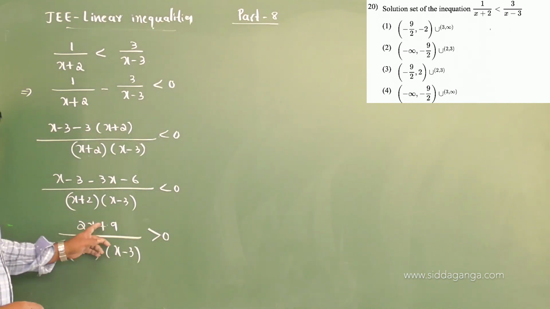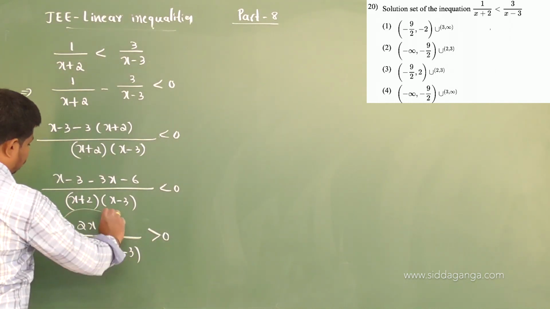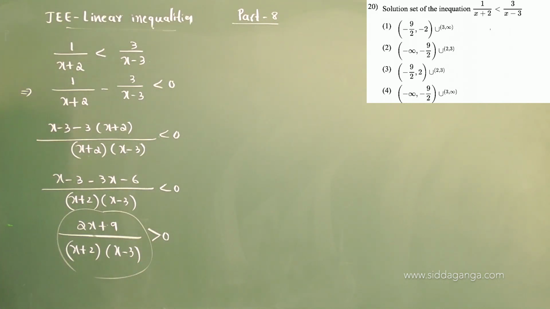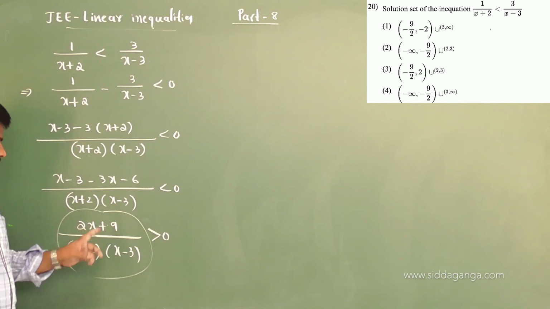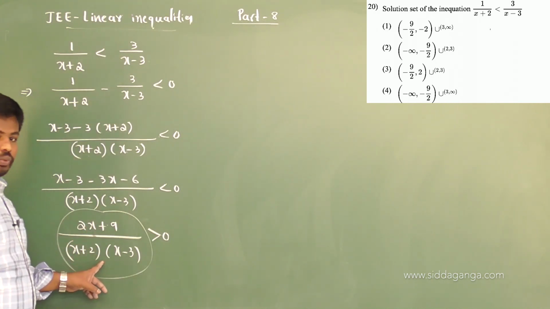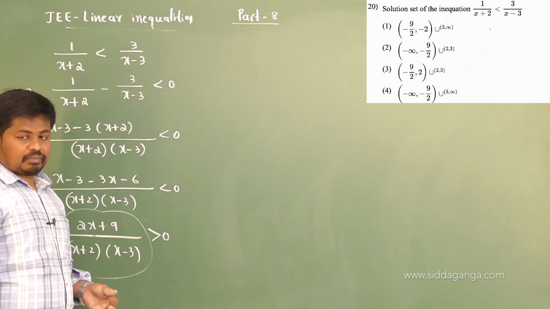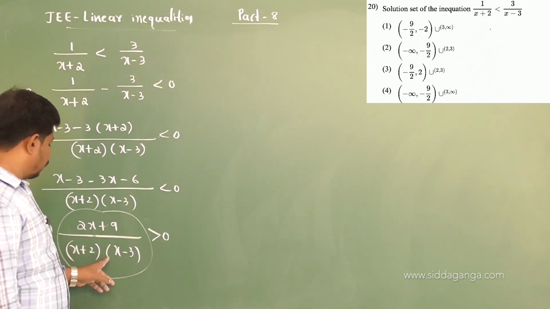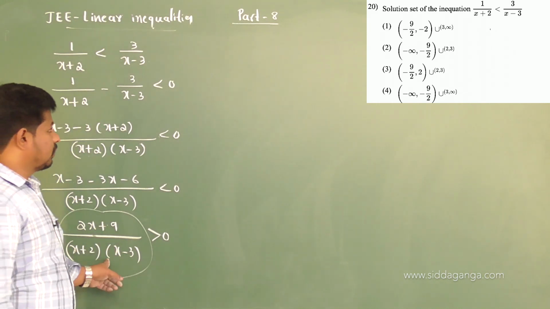Now, here we have 3 linear factors. Here again, numerator and denominator should both be positive. I mean this is positive for what values of x, that is the question. So, now numerator is 2x plus 9, denominator is the product of these two. See, there are two cases. A fraction is positive when both numerator and denominator are positive or both numerator and denominator are negative. So, let me check the cases.